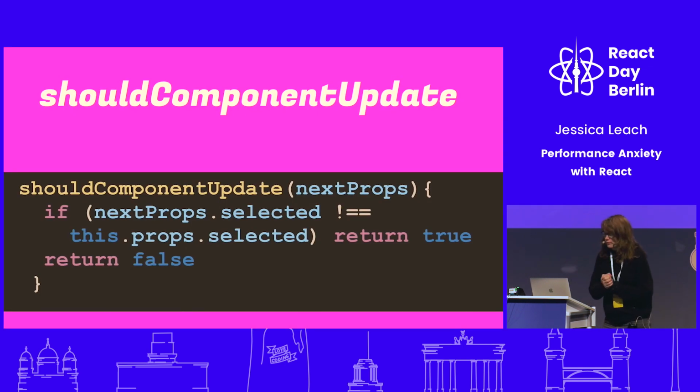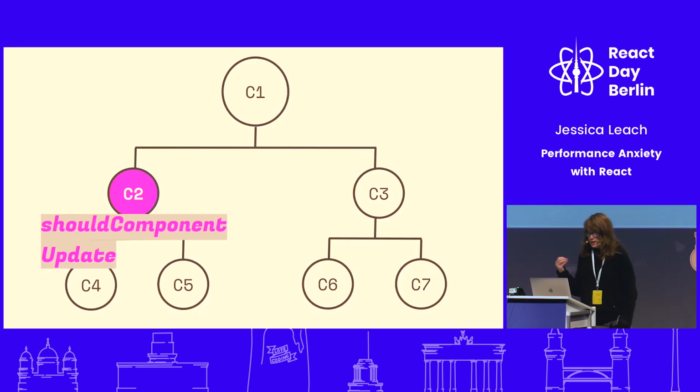If you want to avoid wasted re-renders, you can use shouldComponentUpdate. shouldComponentUpdate returns true or false for certain props. If you know that in some situations your component doesn't need to update, you can return false to avoid a wasted re-render. Imagine that C2 is a component with shouldComponentUpdate in it, returning false.